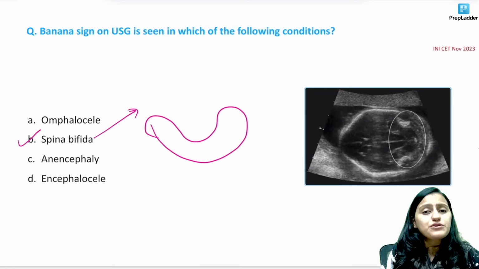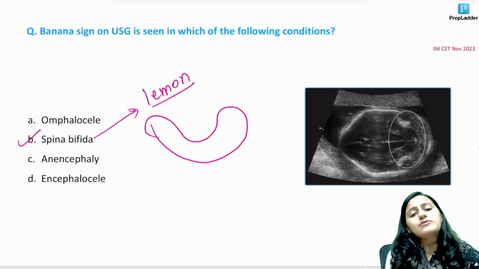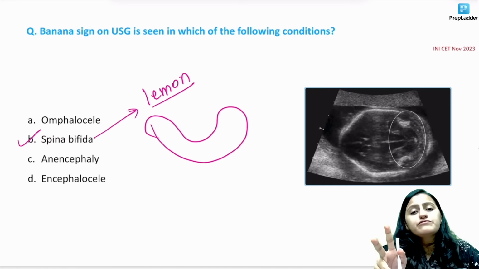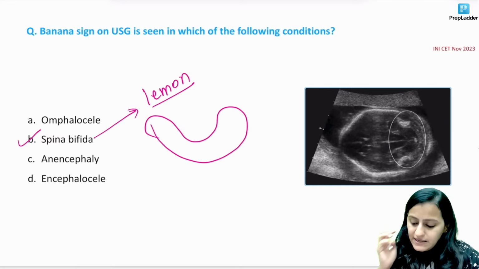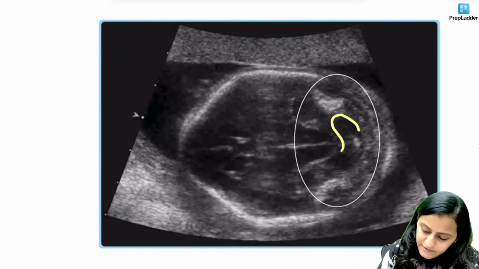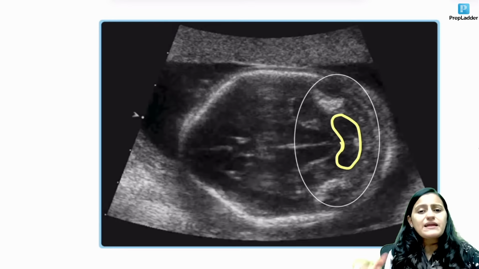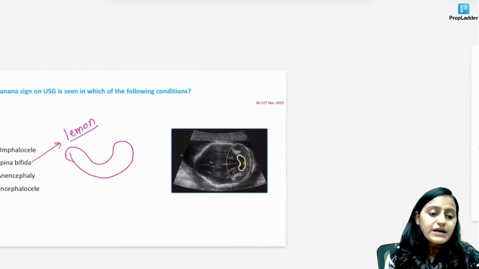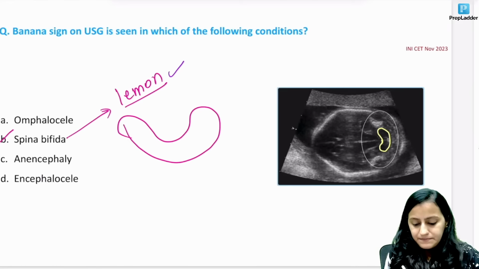What other sign do you have? Remember, one is banana and the other is lemon. So imagine eating two fruits, lemon and banana. Lemon sign and banana sign. This image is showing the cerebellum curved like a banana because of the crowding. The spina bifida causes a pull on the brain structures, leading to this folding of the cerebellum. So lemon sign and banana sign.